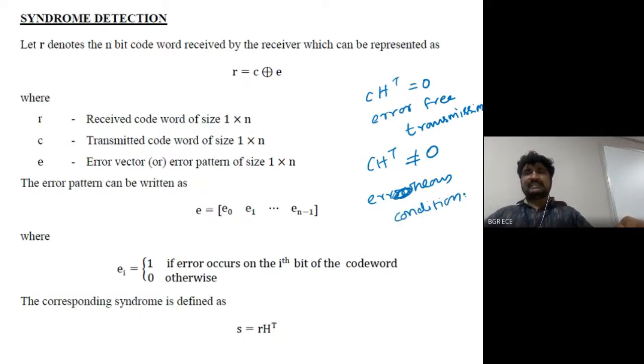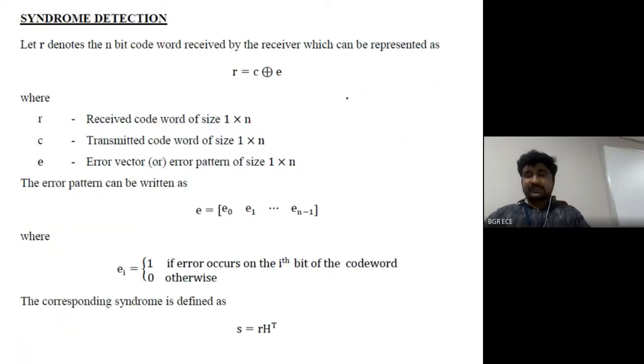Where there may be some error in the received code word. Let us assume the received code word as R, which consists of n number of bits and is represented by a matrix or a vector of size 1 cross n, and code C is the transmitted code word of the same size 1 cross n, and the error vector can also be written as 1 cross n.